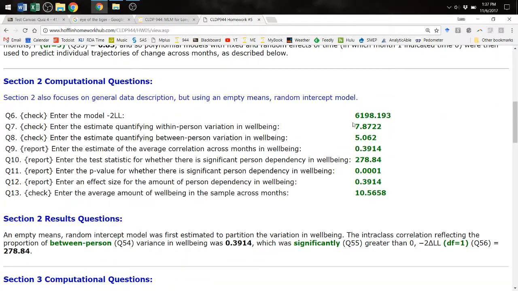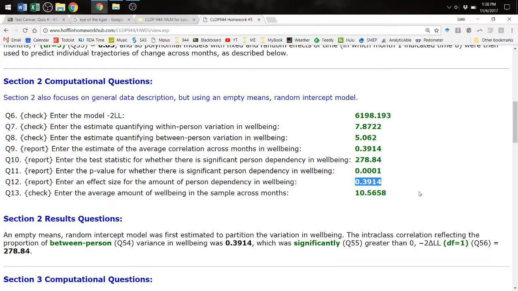Let's see, empty means random intercept. This one, I answered so many questions on this one. That right here, the effect size for the amount of person dependency in well-being. Yeah, there's actually 2 different slides you could find that say this explicitly, but I will remind you. So dependency, what's a synonym for the word dependency? Correlation, yeah. So there's your first clue, right? Because what this number actually is the intraclass correlation. But the questions leading up to it are designed to trigger your memory as well.